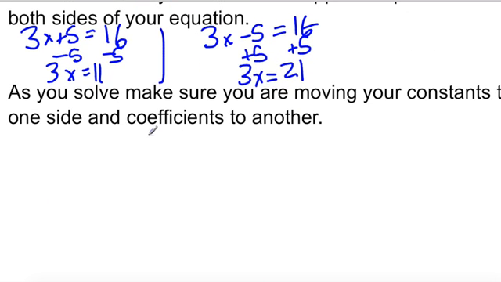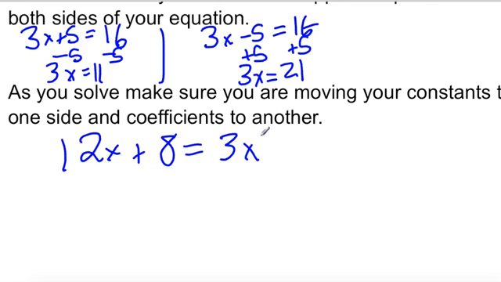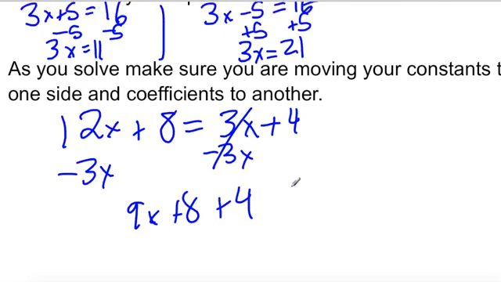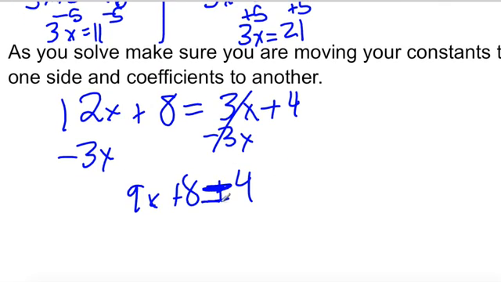So I'm going to show you a quick example of some things I've been seeing in class. So I might see a problem that says 12x plus 8 equals 3x plus 4. And I'm seeing people cancel out everything on the left or everything on the right. So for example, they might cancel out 3x on both sides. Notice I'm only canceling out the x's by themselves. So I'll have 9x plus 8 equals 4, I should say.